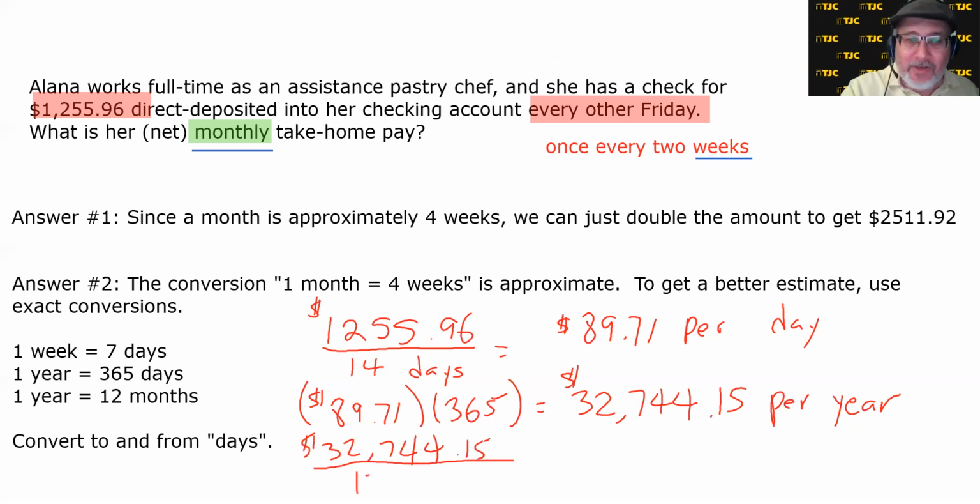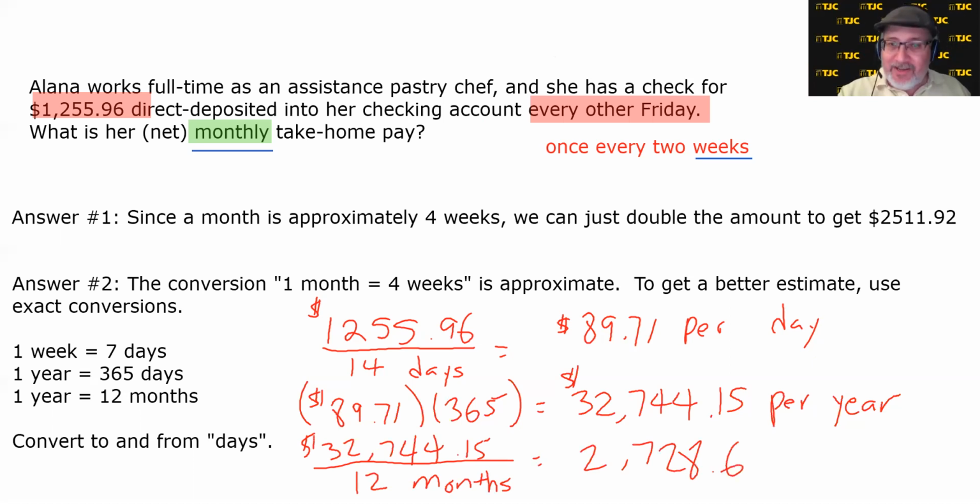And if we divide that by 12 months, then we get that she makes on average $2,728.68 per month. So it's a game of just scaling down and scaling up. When you're scaling down to a smaller time frame, you divide. When you're scaling up to a larger time frame, you multiply.